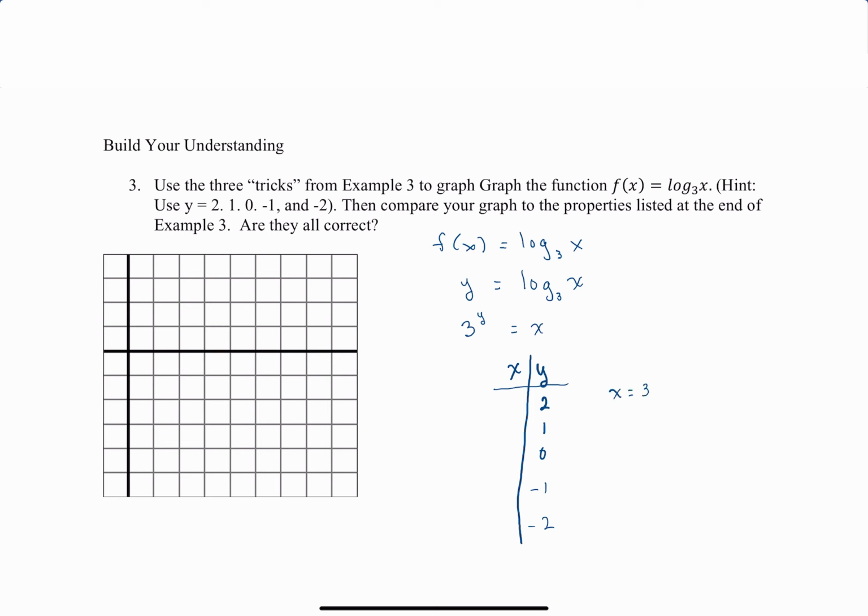So when y is 2, x is 3 squared, which is 9. When y is 1, x is 3 to the first power, which is 3. When y is 0, x is 3 to the 0 power, which is 1. For negative 1, we have x equals 1/3. And for y equals negative 2, we'll get x equals 1/9.